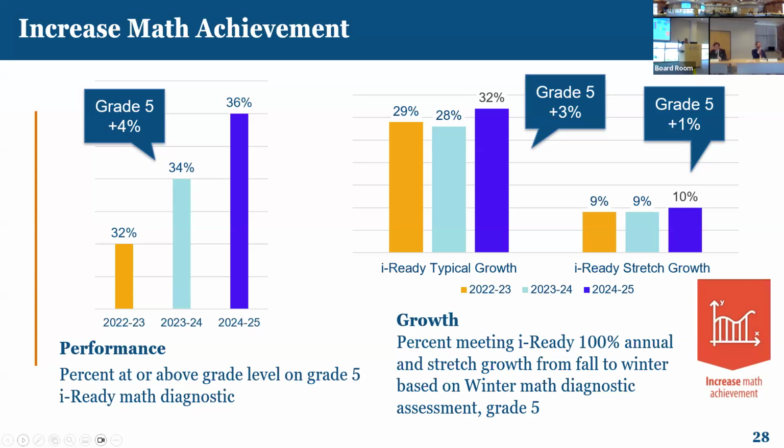When you're looking at that iReady stretch growth, you see 10%. What that means is at that midpoint, halfway through the year, we already have 10% of our students meeting that stretch growth. As a nation, it's 25 to 35%. So halfway through the year, 10% have already met that stretch growth.